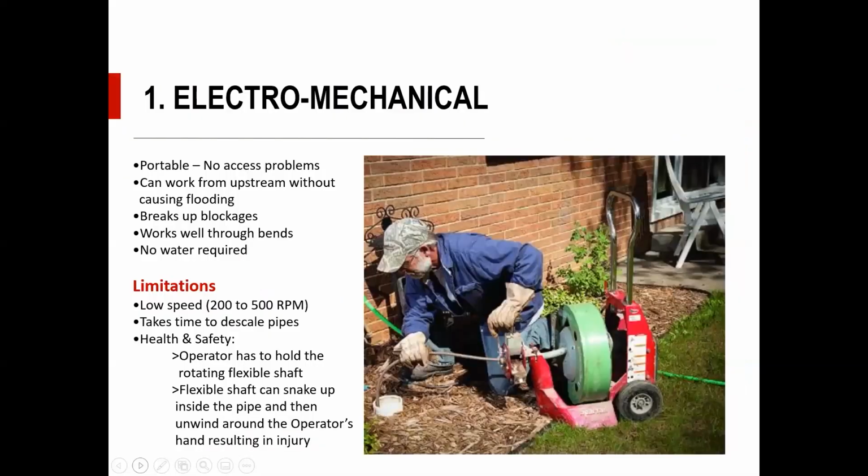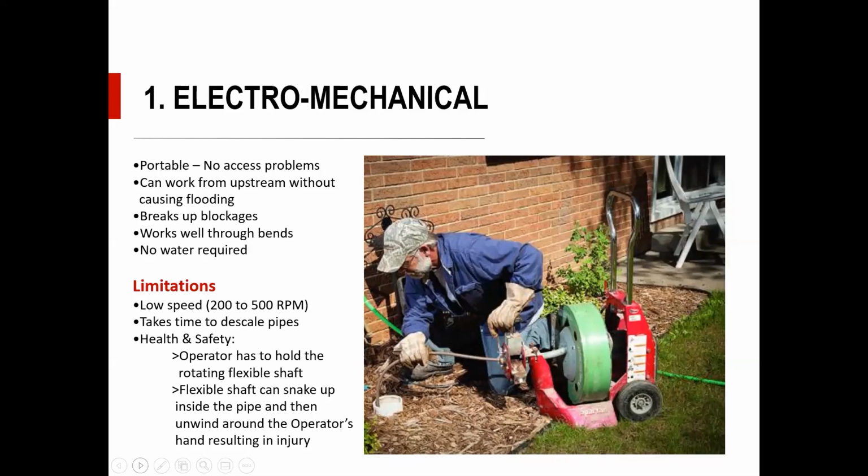So the first way, which is probably one of the traditional ways of cleaning pipes, is what we call electromechanical. So this involves the operator using a mobile machine. It works on electricity, and inside the green drum there's a flexible steel cable, and on the end of that cable we have an attachment that takes different types of cutting equipment. Very easy to move around.